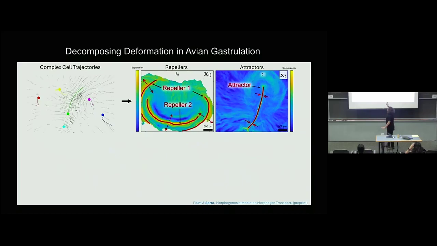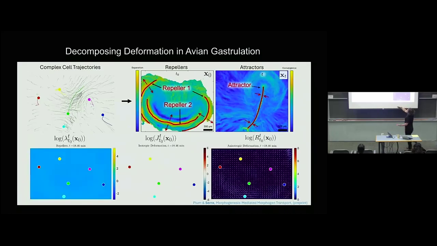Okay? I already know that if something is diffusing, repeller 1 and repeller 2 will block this diffusion, will act as diffusion barriers. This is a strong prediction because I don't know anything about the sources and the other mechanisms. And the other thing is that I also know that the attractor will act as a diffusion enhancer. Okay? What I want to do now is just use this decomposition that I just described.